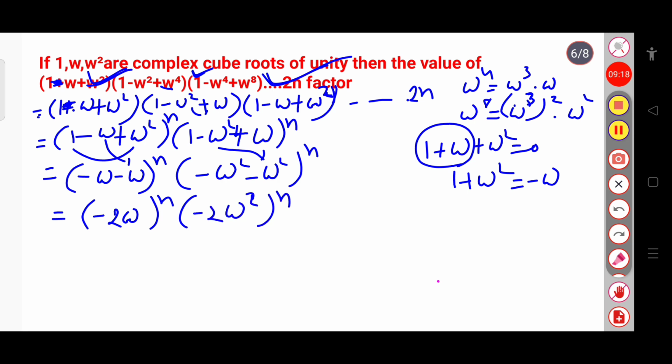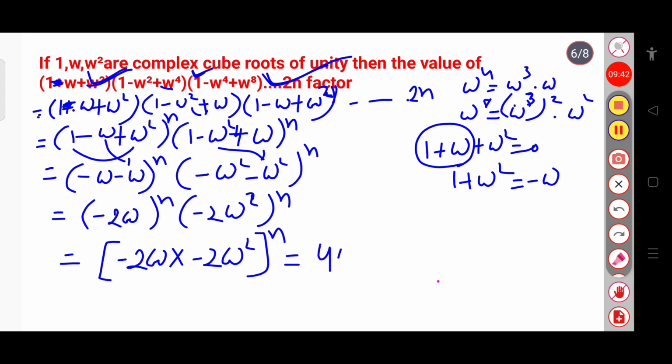I can write this as minus omega into minus omega square whole power n. So, this will be equal to minus into minus, this becomes plus, omega cube whole power n. This omega cube power n is nothing but 1. So, this will be equal to 1. Or simply we can write this as 1 power n, clear.